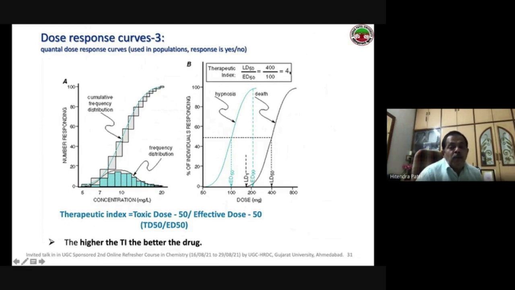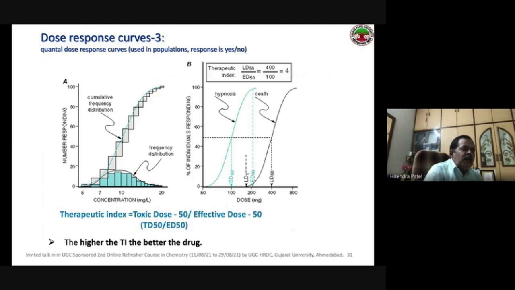That means 4. So friends, the higher the therapeutic index we have, the more the efficacy of the drug molecule, right? So friends, here you can see the therapeutic index is equal to the toxic dose, that is LD50, or we may call it the lethal dose. Instead of toxic dose, we may call it lethal dose upon the effective dose, that is ED50, right? So that will give you the therapeutic index. So suppose we have a higher therapeutic index, that means the drug has more efficacy, more potency, right?